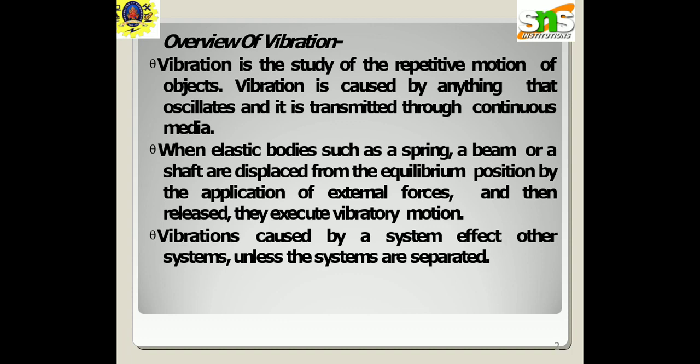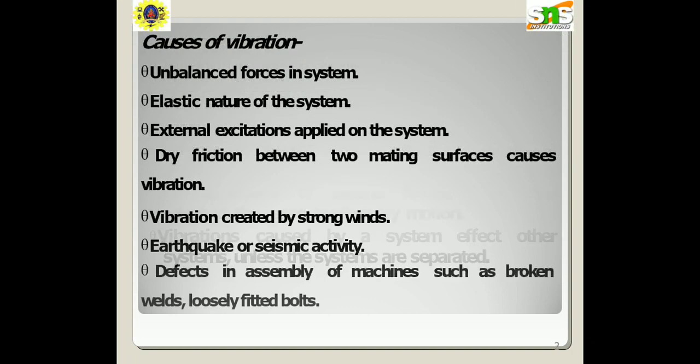In the overview lesson, vibration is the study of the repetitive motion of objects. Vibration is caused by anything that oscillates and is transmitted through continuous media. When elastic bodies such as a spring, a beam, or a shaft are displaced from the equilibrium position by the application of external forces and then released, they execute vibratory motion, and the vibrations caused by a system affect other systems unless the systems are separated.